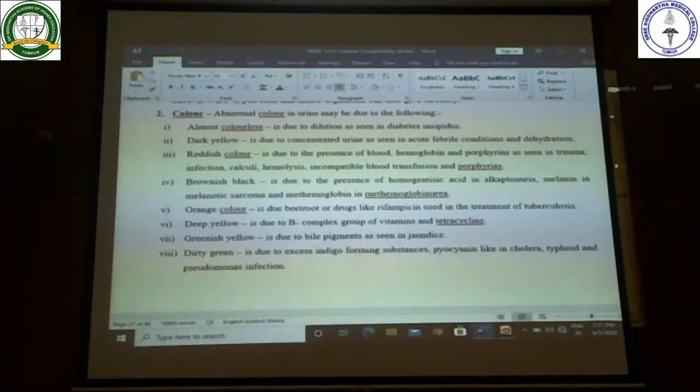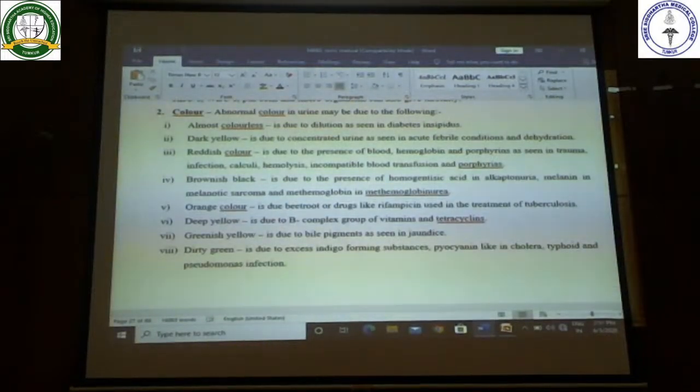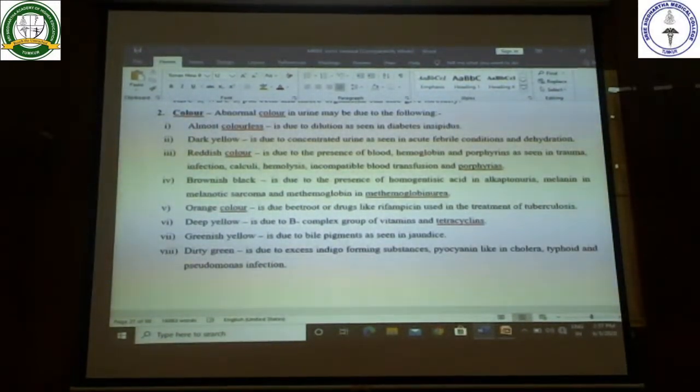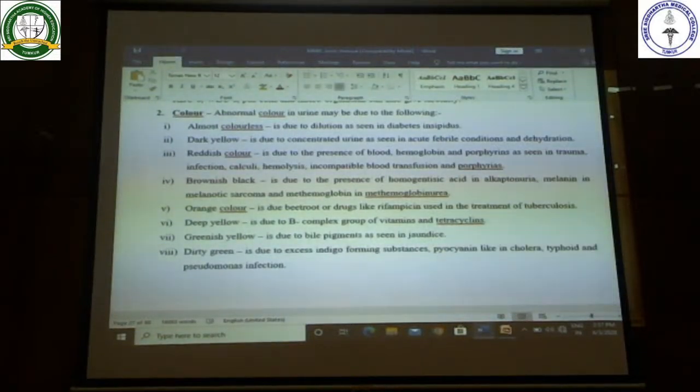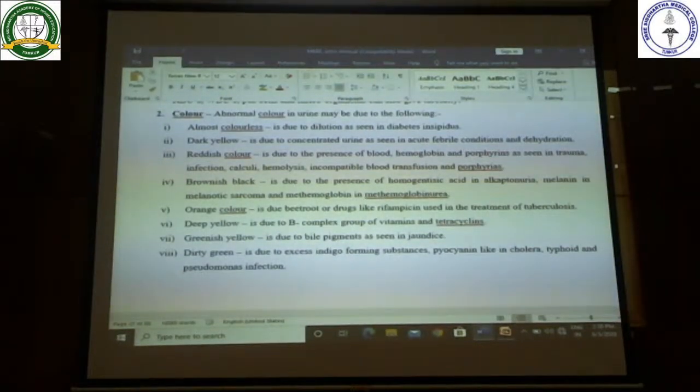Then you should ask if they have fallen down, if they had any punch in the stomach, what we call blunt injury abdomen. In such cases, there will be reddish discoloration of the urine. Another most important cause for reddish urine is infection, UTI, urinary tract infection, and calculi. Very, very common. The patient comes with pain while micturating and red colored urine. Most of the time, 99%, it is calculi.